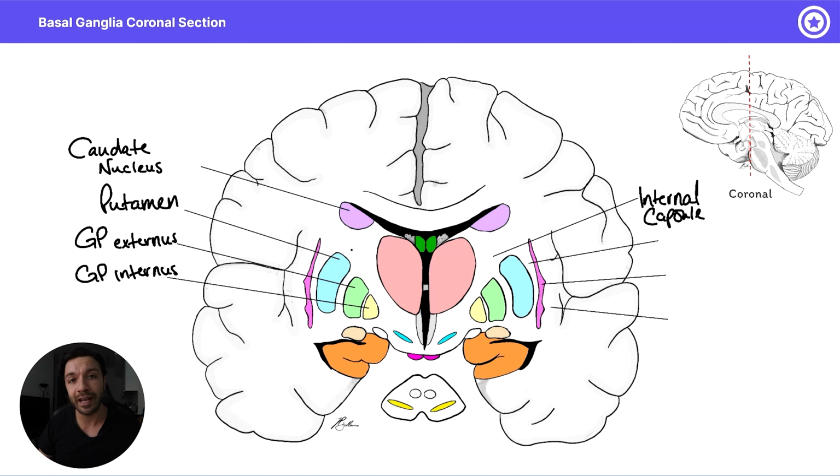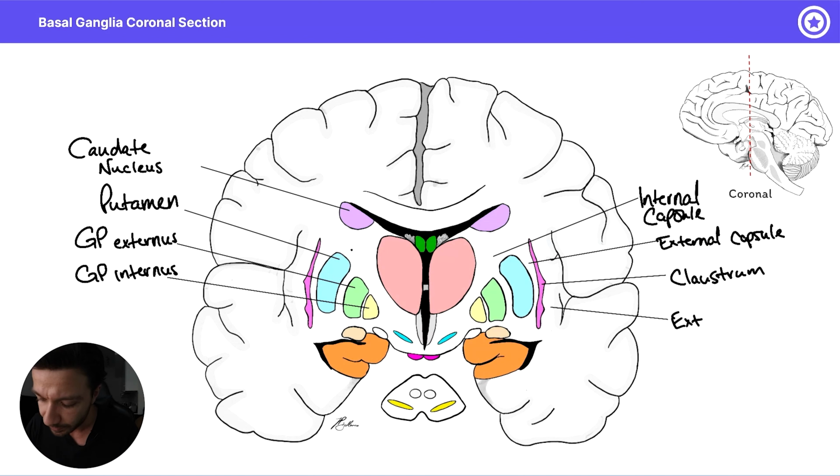And just like the internal capsule, we also have an external capsule. The external capsule is going to be found just lateral to our putamen right here. It's situated between the putamen and the claustrum, which we had previously mentioned, but we haven't yet identified. The claustrum is a thin sheet of gray matter just outside of the corpus striatum, or those core basal nuclei. And then just outside of our claustrum, between the claustrum right here and the insular cortex right here, we have this sheet of white matter, which is known as the extreme capsule because it's extremely far out.